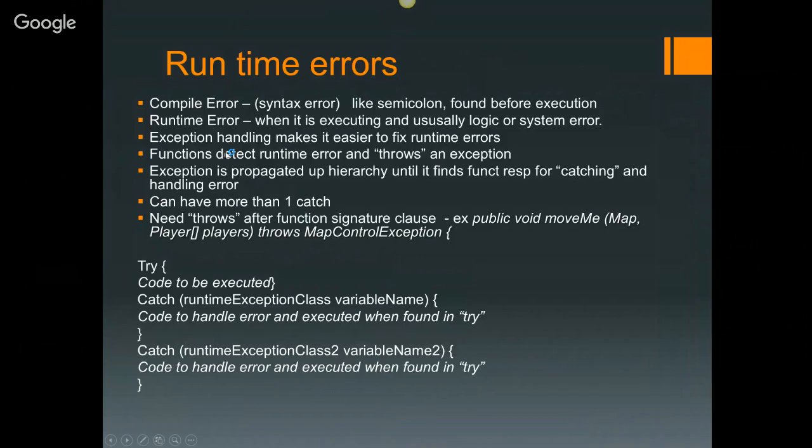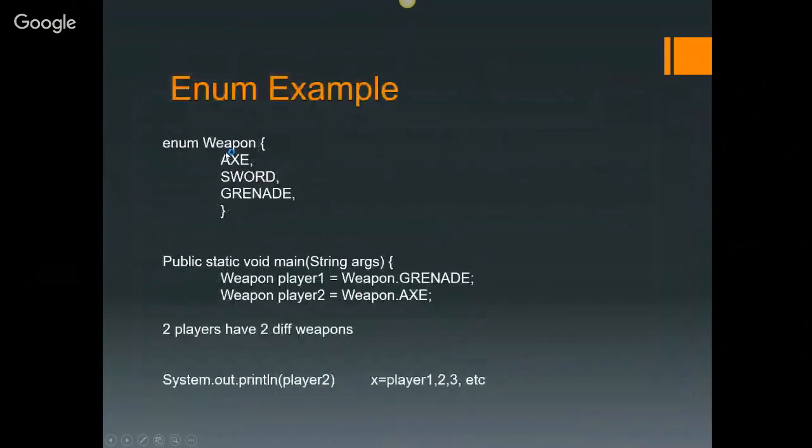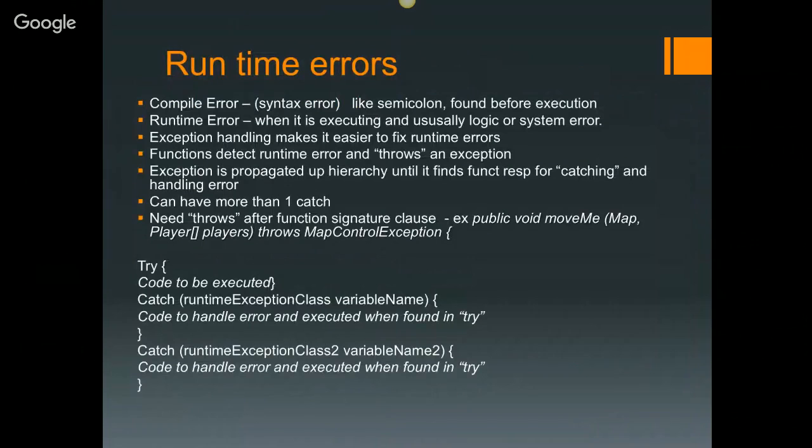Functions detect the runtime error and it throws an exception. So you have try and catch statements. The exception is propagated up a hierarchy until it finds the function responsible for catching and handling the error. You can have more than one catch statement, but you only have one try statement. Down here, for example, this is just vague. I'll go into more of an example in the next screen, but you have a try statement, and you have code to be executed within that.